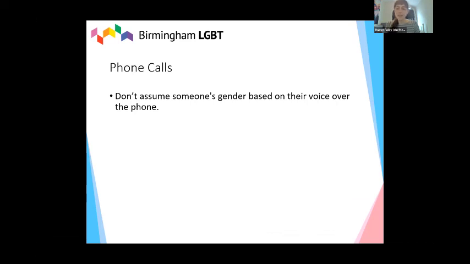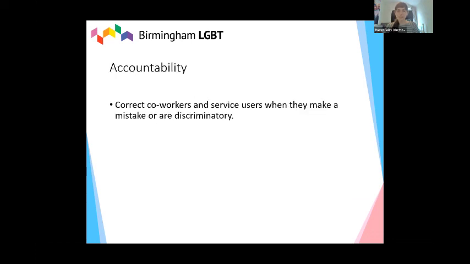If you're concerned about data protection and that you're not speaking to the correct person, confirmation of personal details, such as address or date of birth, can be used. In terms of accountability, please do correct your co-workers and other service users when they make a mistake, and follow up through the official channels if they're actively being discriminatory. This might be a grievance procedure or a disciplinary procedure if someone is being discriminatory towards any minority group, in this particular example, trans people.